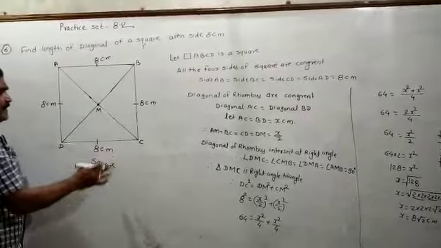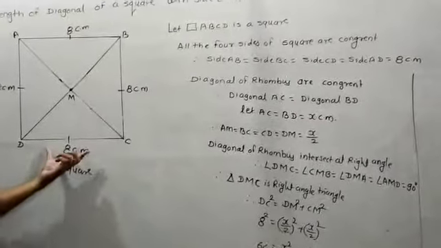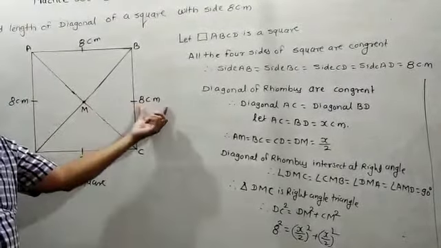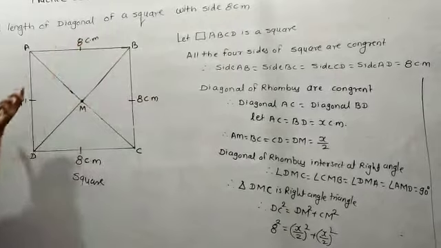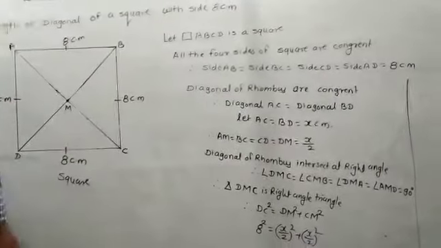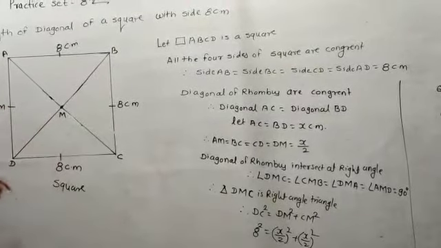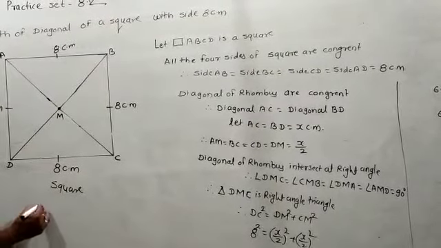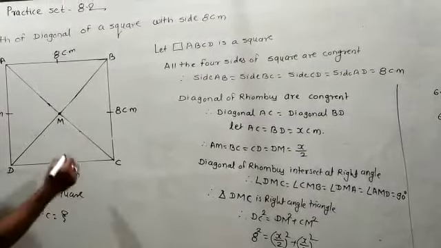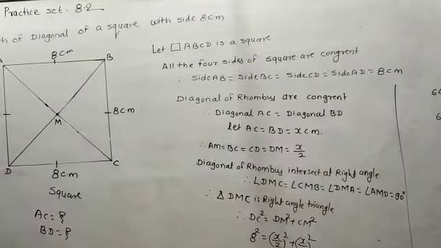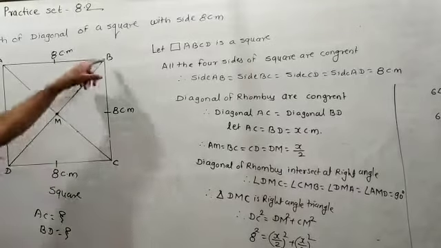Whose side is 8 centimeter. We know that all the sides of a square are congruent. If this one is 8 centimeter, this side is also 8 centimeter, this side is also 8 centimeter, and this side is also 8 centimeter. You have to find the length of the diagonal of the square. Means you have to find AC equals question mark and BD equals question mark.